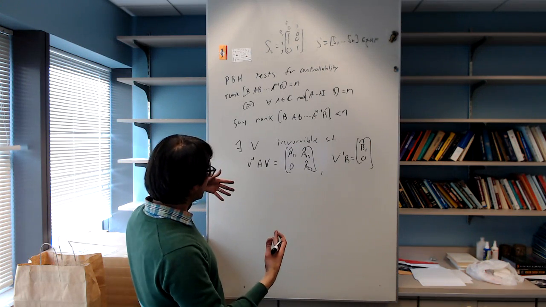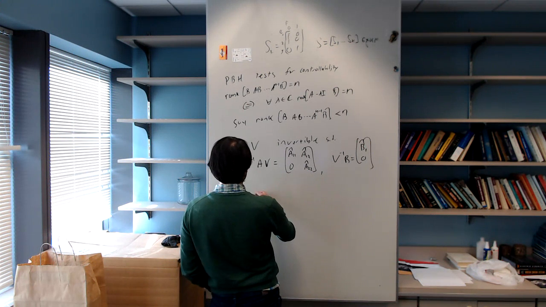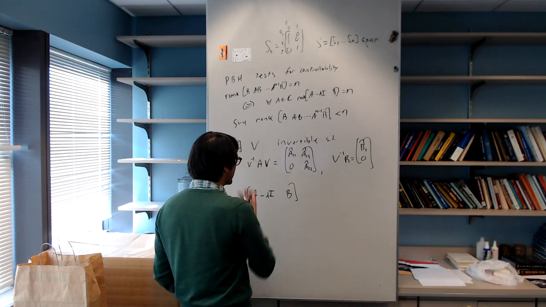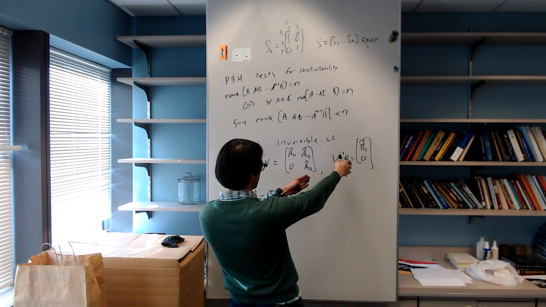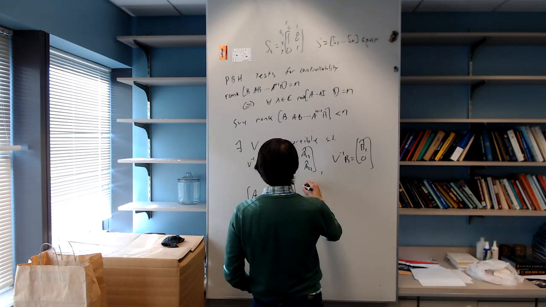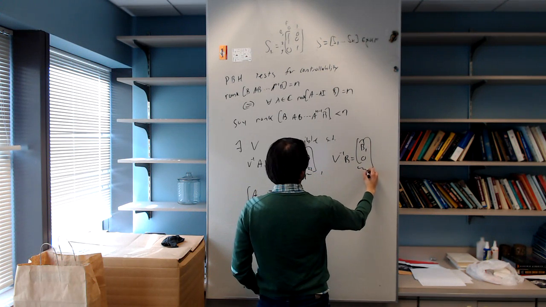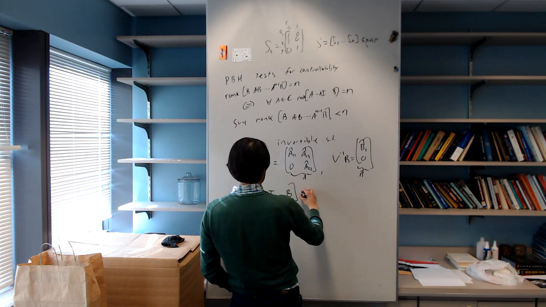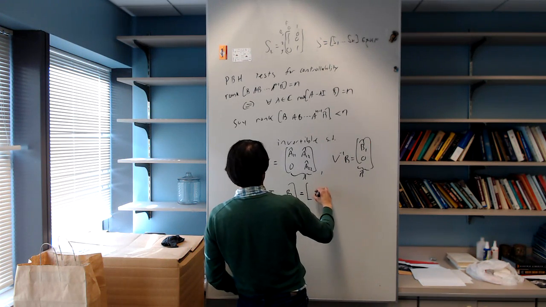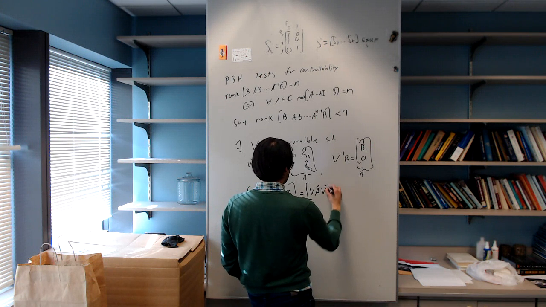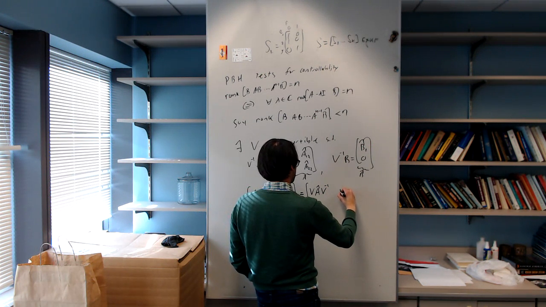And so what we're going to get is we can just rearrange this thing to see that A minus lambda I times B. What I'm going to do is rearrange this a little bit so that I can say this thing is actually equal to, if I call this guy A hat and I call this guy B hat, V A hat V inverse times V B hat.